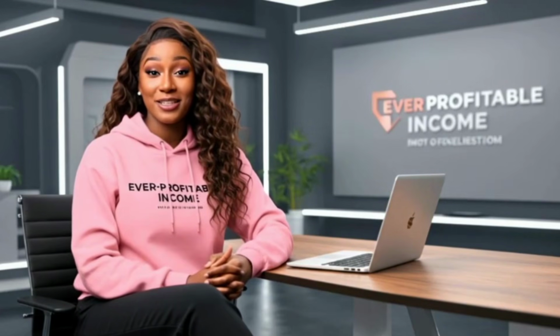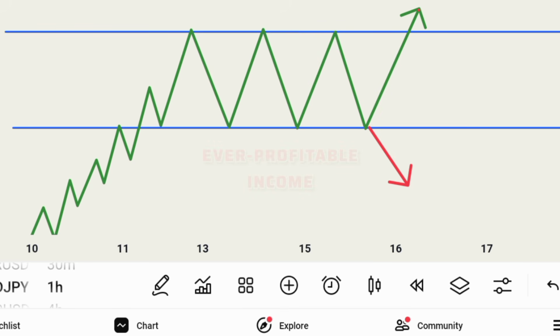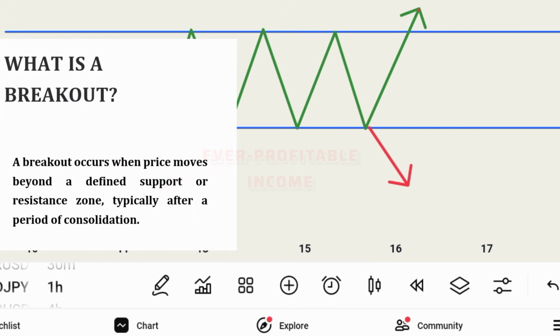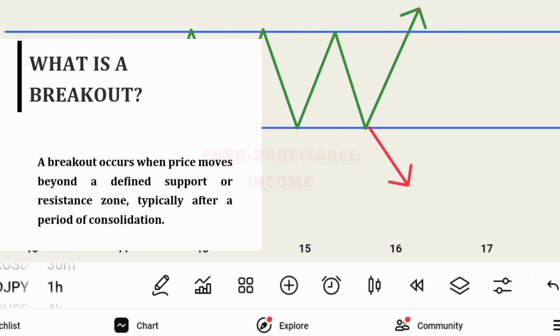Let's dive right into the lesson. Now, firstly, we want to define what a breakout means. What really is a breakout? A breakout occurs when price moves beyond a defined support or resistance zone, typically after a period of consolidation. What does this mean, guys?